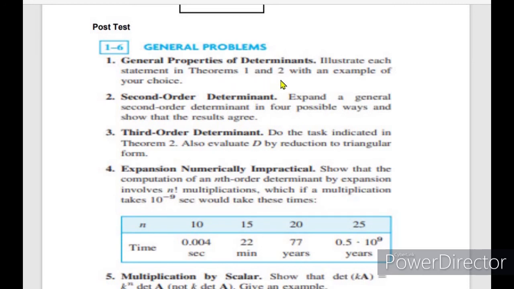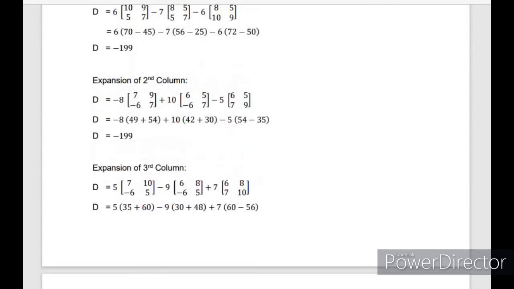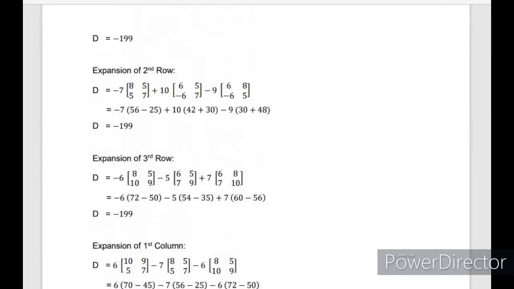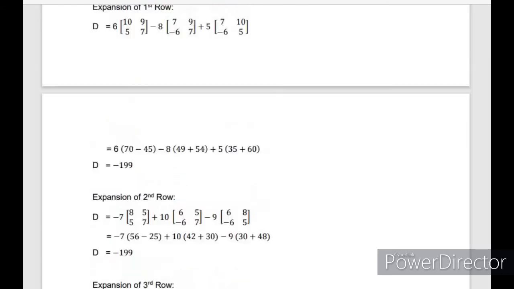Next is the second order determinant. Expand a general second order determinant in four possible ways and show that the results agree. When you say second order determinant, it is a 2 by 2 matrix. So you will just expand a 2 by 2 determinant, just like the previous example, with the expansion of each row.